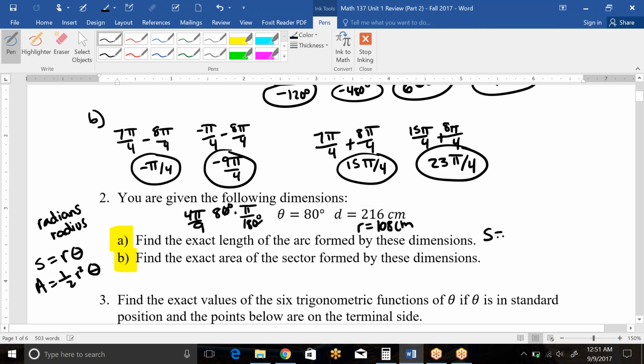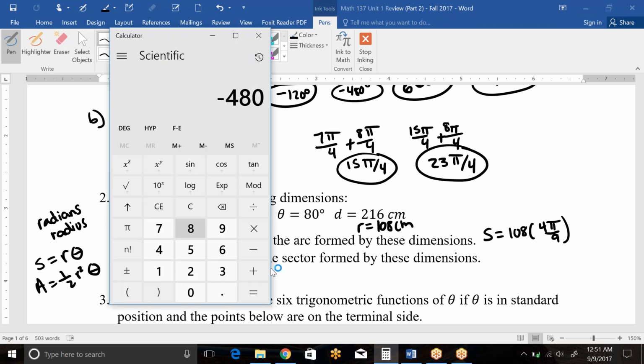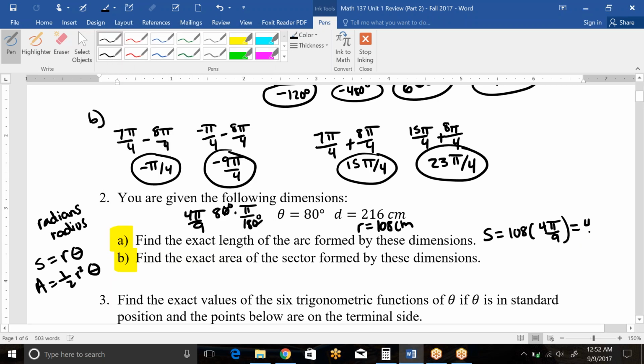So for the first one, this is going to be 108 times 4 pi over 9. And it did say exact answer, so we're not going to go to decimal. So I believe 108 is divisible by 9, and then times that by 4. So it's 48 pi, and it's centimeters, because this is in centimeters, not centimeters squared, because this is the length. Find the exact area of the sector.